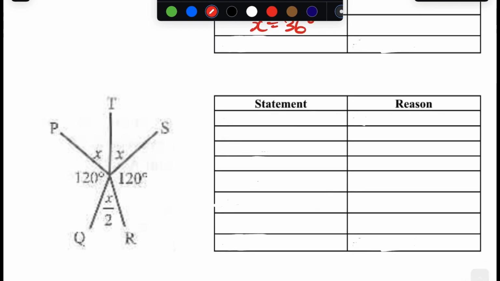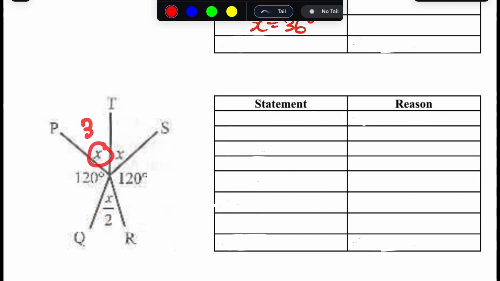Next diagram, it looks scary, but it's not. What are we looking for here? We're given this angle and this angle, they're both equal to 120. They're equal, but they're not vertical opposite. And this is x, and this is half of this. It's x over 2, that means it's a half of this.